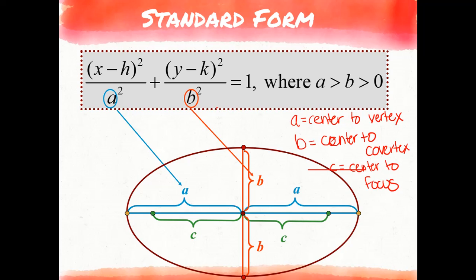Now, this ellipse is very similar to a circle. The a tells us how far left and right we're going. That's because it's under the x. And then the b tells you how far up and down you're going to be going. So keep that in mind.